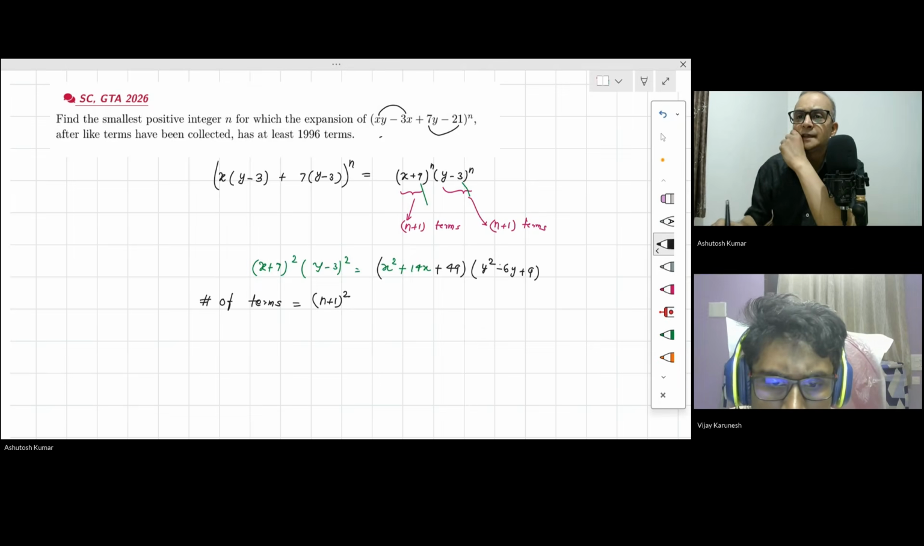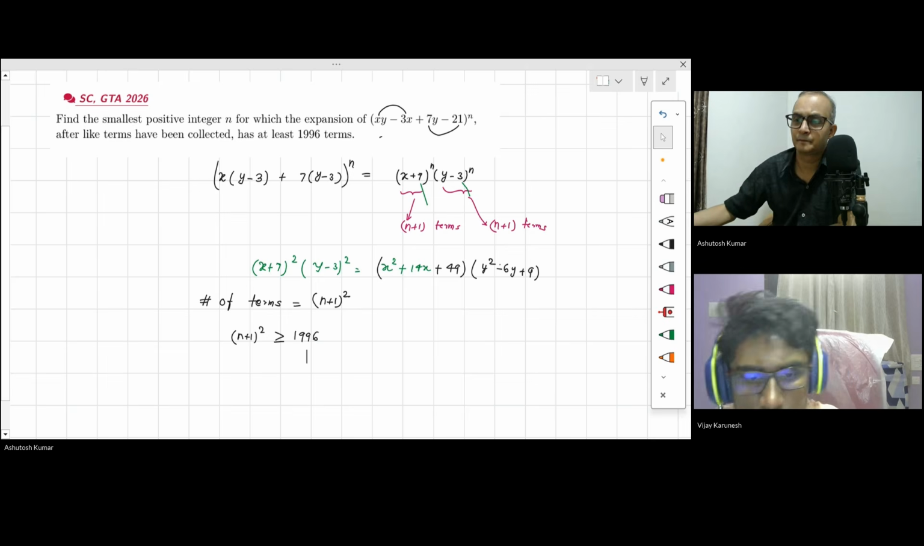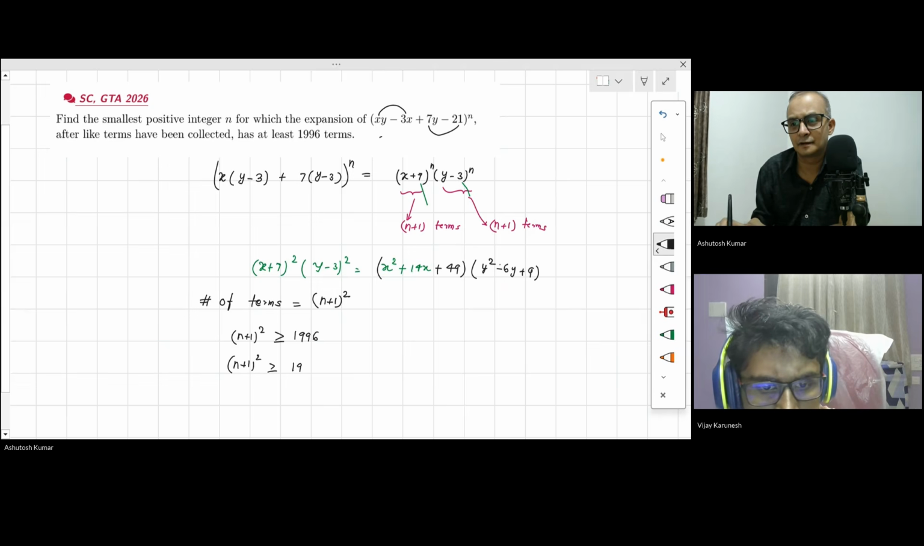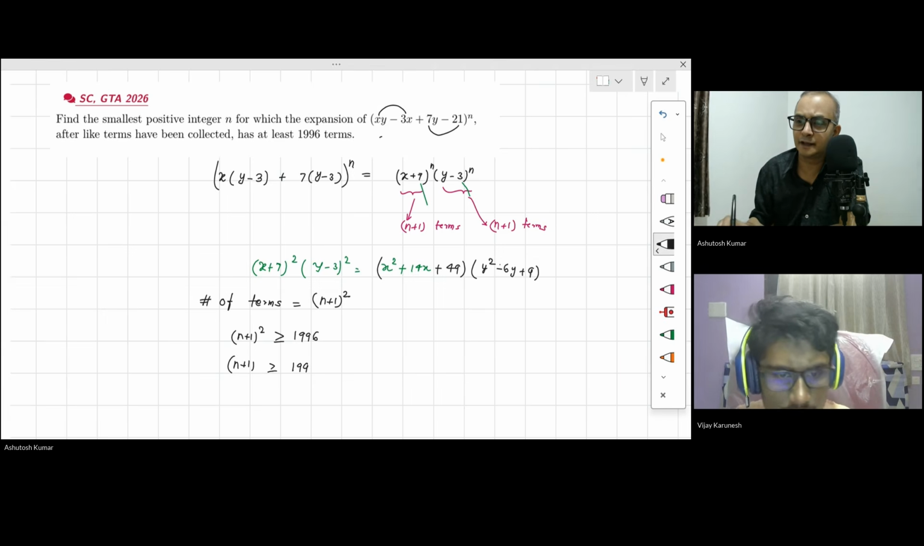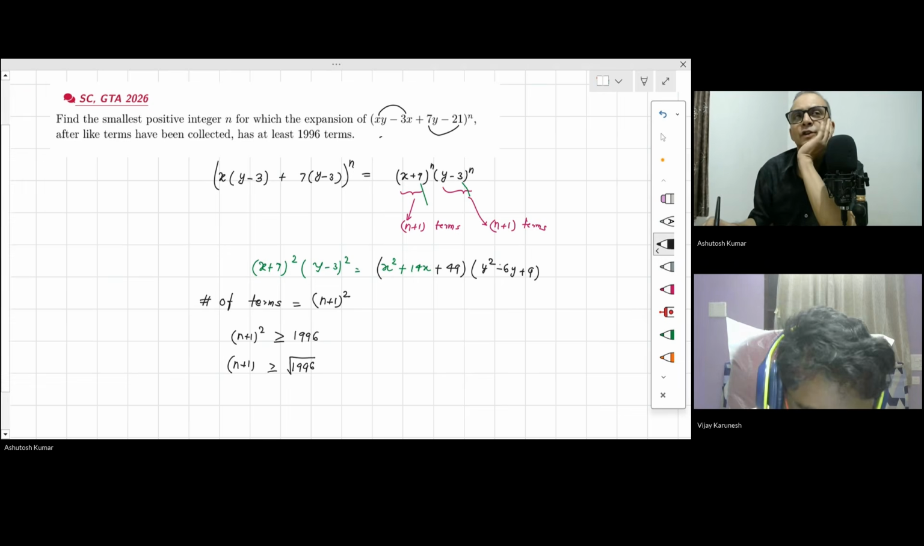Now it's easy. They are saying that it has at least 1996 terms. It means I can say directly that (n + 1) the whole squared must be at least 1996. Now do the calculation. Is 1996 a perfect square? Maybe something like 44. I think we have to substitute the value and check. So 44 squared is what?